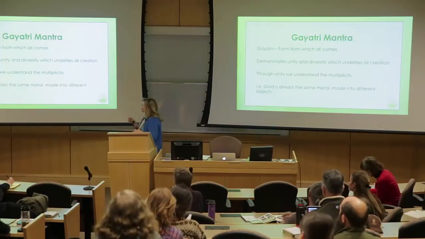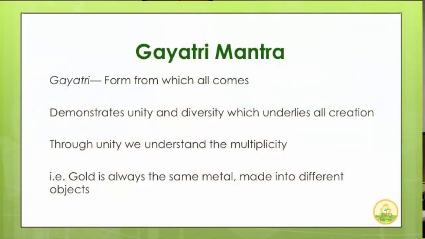So Gayatri is Sanskrit, and the agriculture I'll be talking about is Vedic agriculture. Gayatri is part of that body of knowledge from the Vedas. And just as a quick introduction, Gayatri means the form from which all comes. It's the original vibration from which all form comes. It demonstrates unity and diversity, which underlies all of creation, and it celebrates the underlying oneness and at the same time celebrates all the diversity.